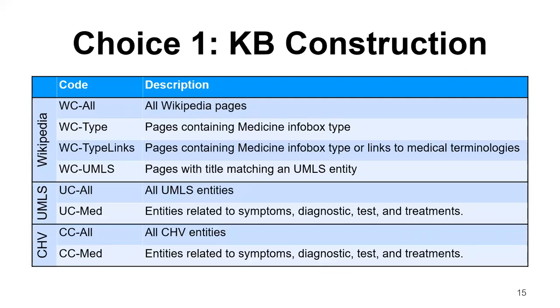Now, let's start with the choices for step 1, which is the knowledge-base construction. In this step, for Wikipedia, we consider 4 options: all Wikipedia pages, pages containing medicine infobox types, pages containing medicine infobox types and links to medical terminologies, and the 4th, we consider only pages with titles matching UMLS entities. For UMLS and CHV, we consider using all entities and using only entities that are related to symptoms, diagnostic tests, and treatments.